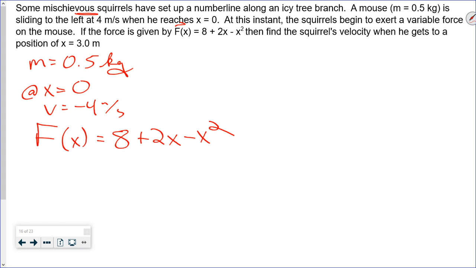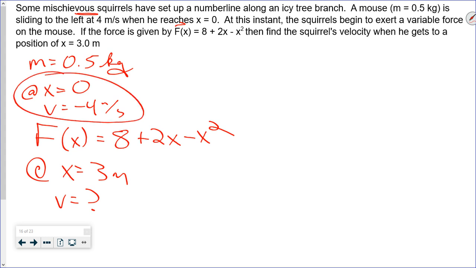And so the question wants to know, when the squirrel gets back to x equals 3 meters, what is his velocity? Okay. So we're going to use the work-kinetic energy theorem, right? We know enough information to figure out his kinetic energy, right? His kinetic energy initially is going to be 1/2 of his mass times his velocity squared. That gives you 4 joules if you calculate it.